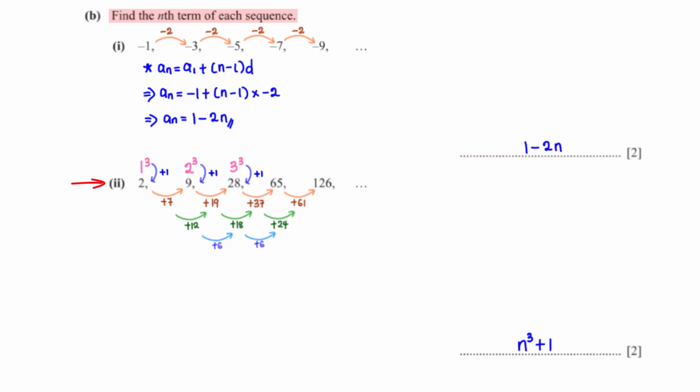For this sequence, we see that the third level of the differences between the terms is constant. This means the sequence is a cubic sequence. You can use the cubic sequence formula to arrive at the nth term. Another way is to directly identify the pattern. Once we know this is a cubic sequence, we see that 1 cubed plus 1 gives us 2. Then we have 2 cubed plus 1 giving us 9. Then 3 cubed plus 1 giving us 28. From this pattern, we can conclude that the nth term is n cubed plus 1.